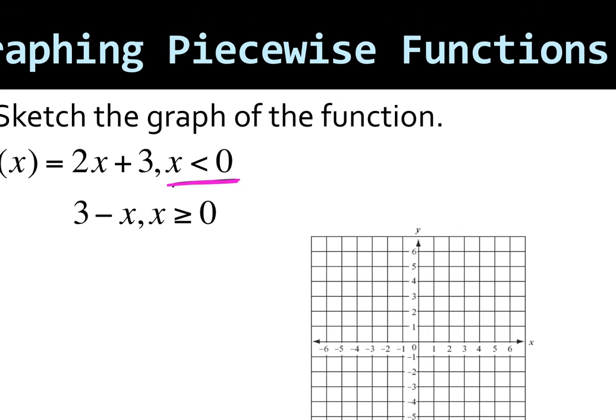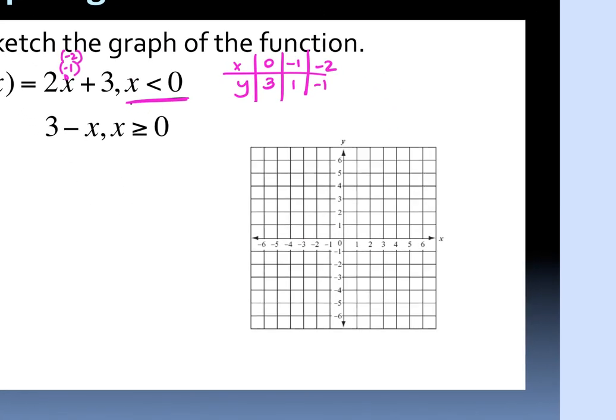So I would make a little T-chart where x starts at 0 and then goes less than 0. So like -1 and -2. And I plug those points in. So 2 times 0 plus 3 would be 3. 2 times -1 would be -2 plus 3, which is 1. And 2 times -2 would be -4 plus 3, which is -1. And then I plot those points. 0, 3 gets an open dot because I don't want to include it. -1, 1. -2, -1, and I know it's going in that direction, so I only get that portion of my graph.